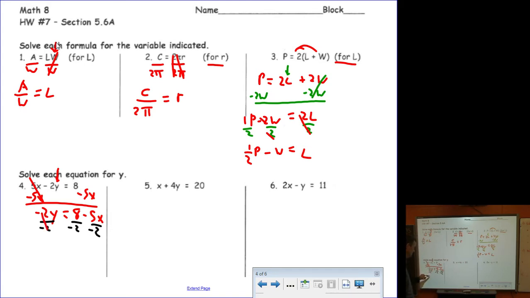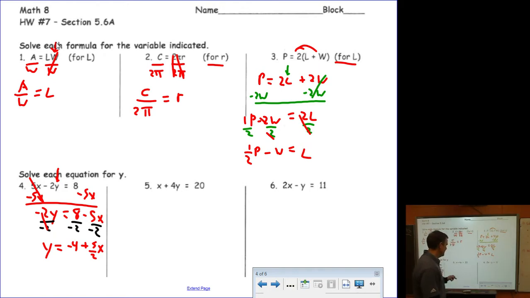That gives me Y equals 8 divided by negative 2 is negative 4. Negative 5 divided by negative 2 is going to be a positive, and you could divide 5 by 2 and get 2.5. I prefer to just leave it as a fraction, 5/2 X.